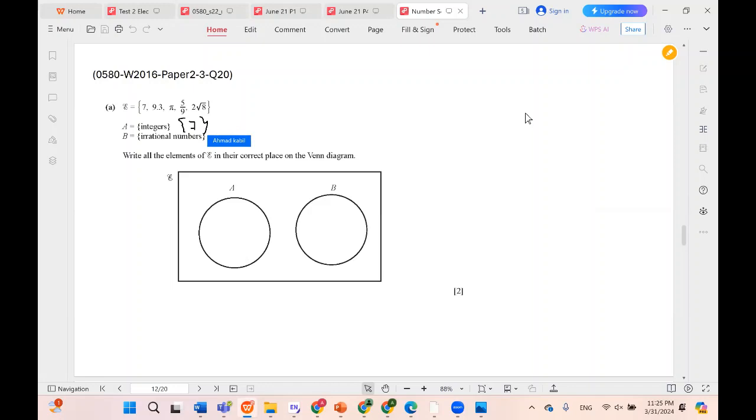Integers means just a number without any decimal or fraction. An irrational number is a number that cannot be expressed as a finite decimal or fraction. So this is rational and this is rational. The only irrational numbers here are pi and 2√8. In general, the only irrational numbers are pi and square roots of all numbers except perfect squares. So √3 is irrational.